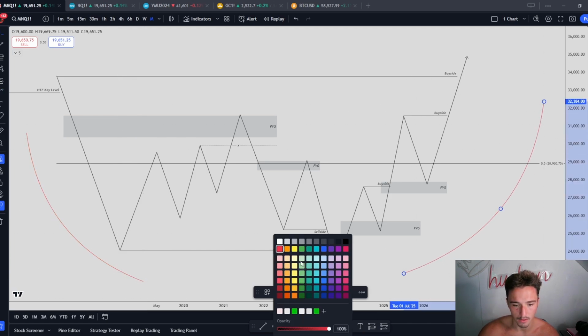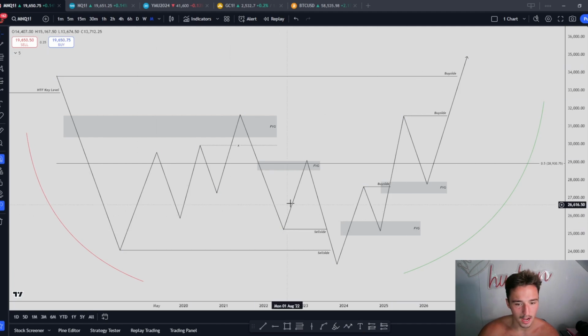Buy side of the curve, right here. Sell side into buy side of the curve. So this is your market maker model. Don't worry, we will get into that as well.